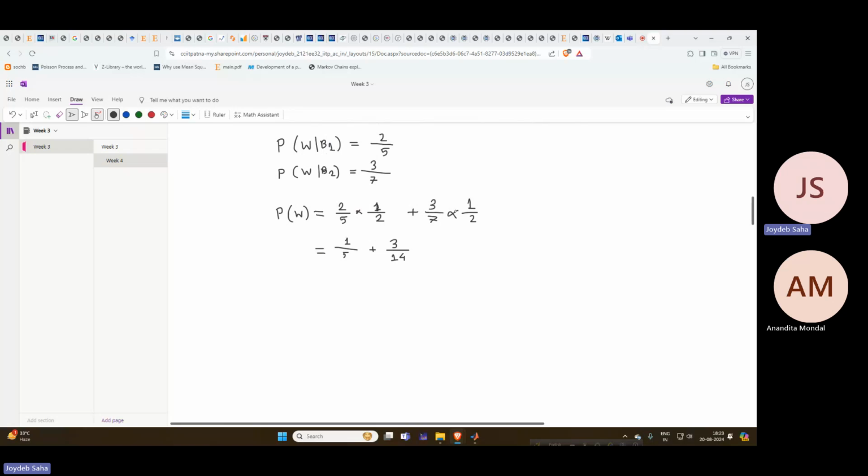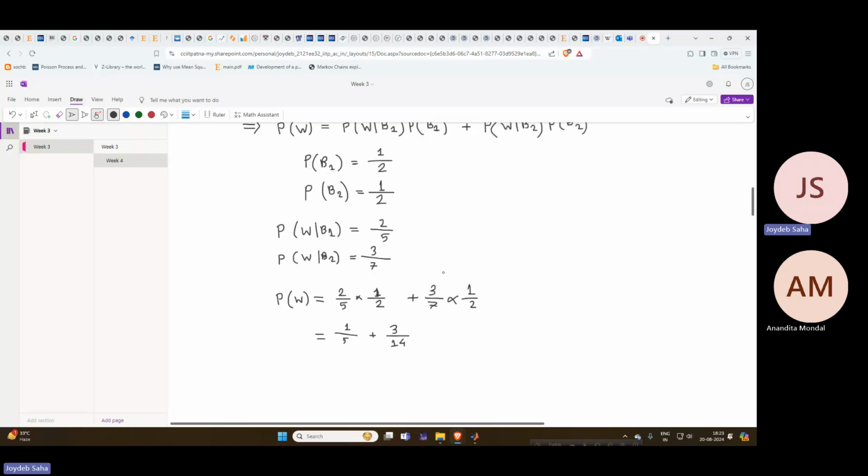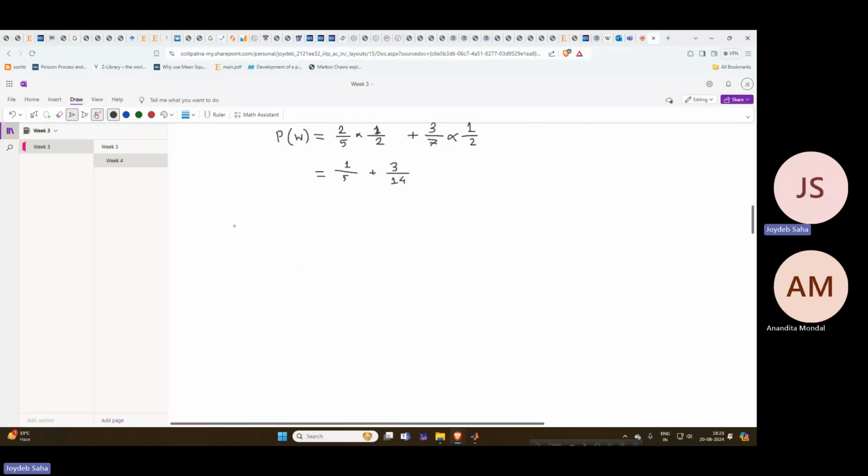Okay, now let us come to another example. Is it clear till now? Yes, sir, clear. Okay, so example 2 is a little bit tricky, so understand it carefully.